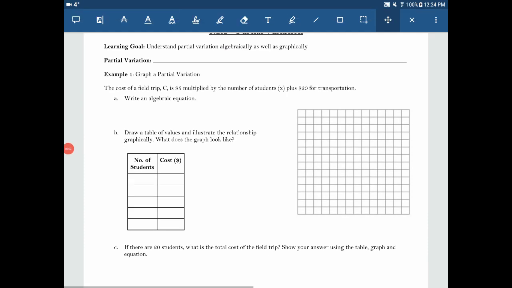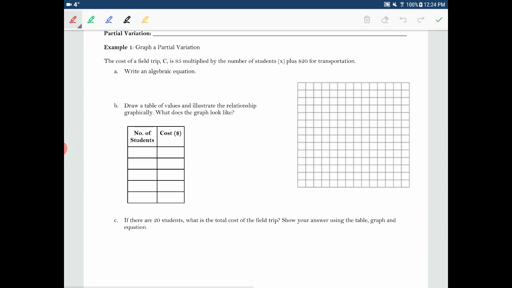Hey guys, today we are learning about partial variation. Whoops, I've already messed up. All right, there we go.